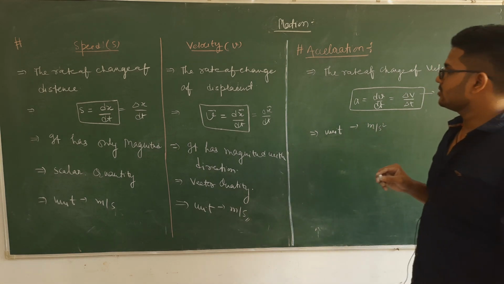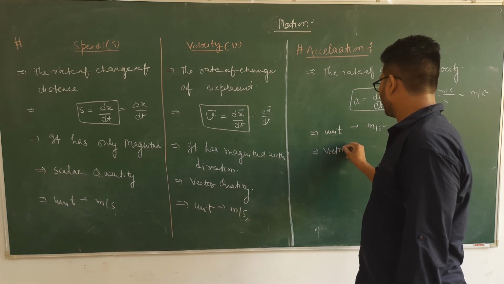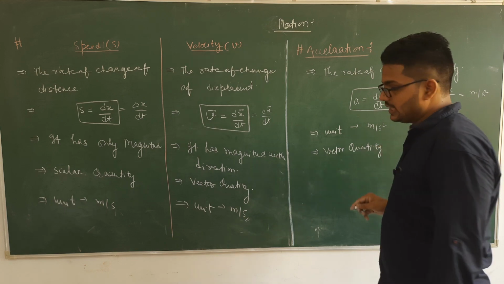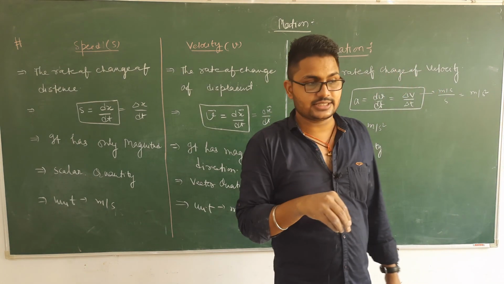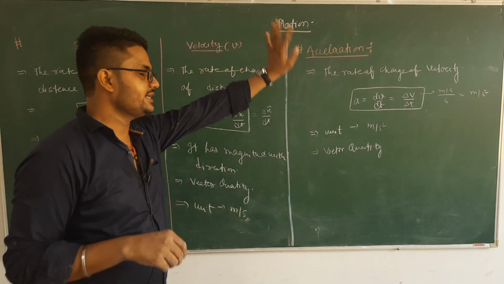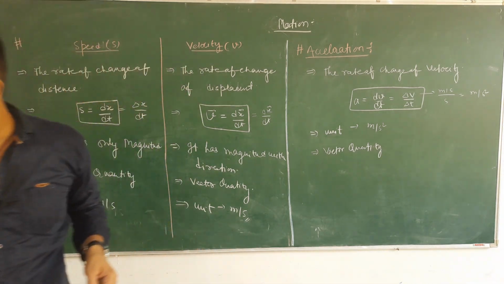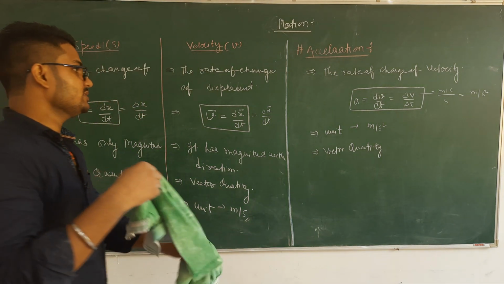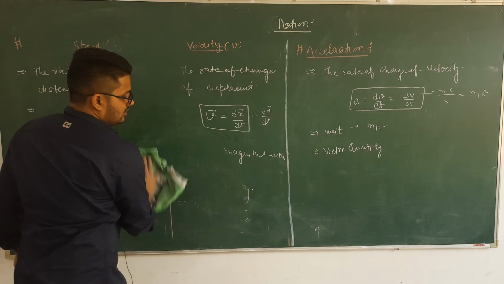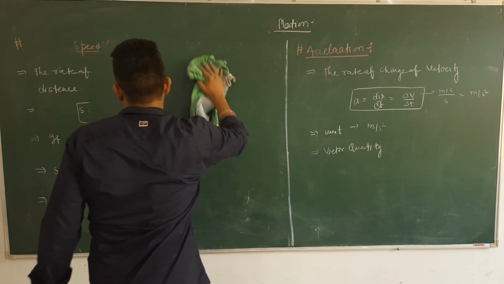This is also a vector quantity. We are discussing gravitation in the downward direction, that is downward acceleration, upward acceleration. It has a direction. How to calculate acceleration, velocity, or these types of things? Let's do one question on it.